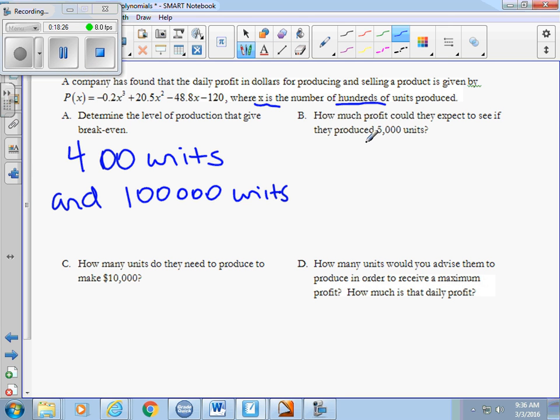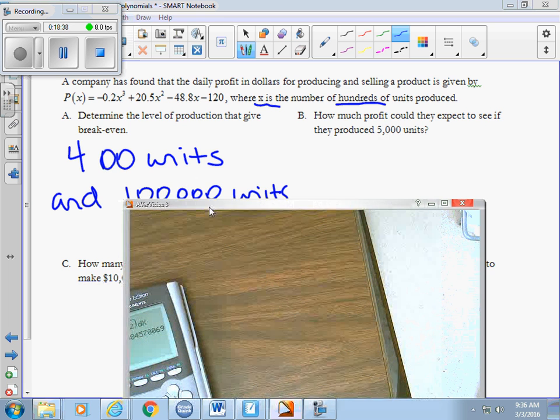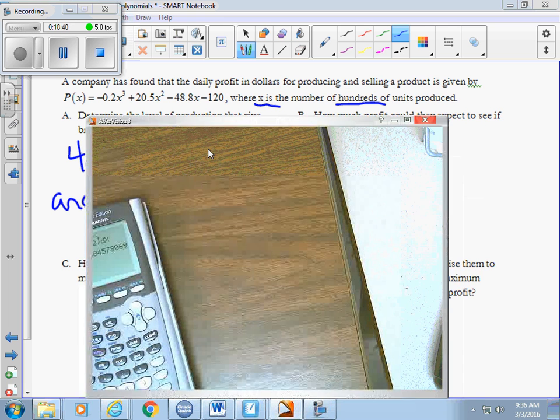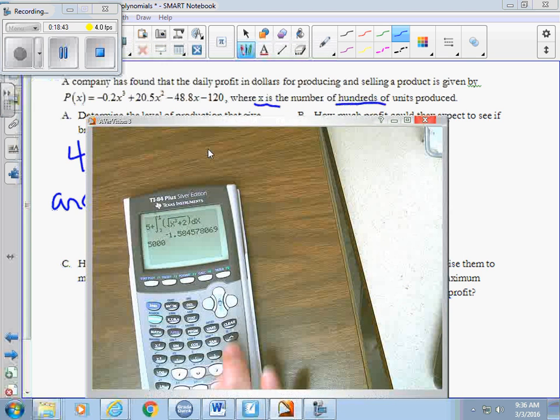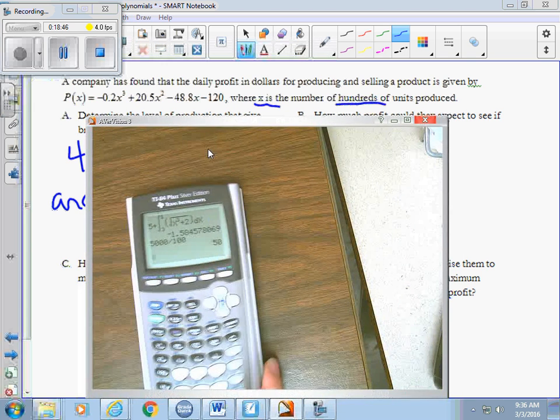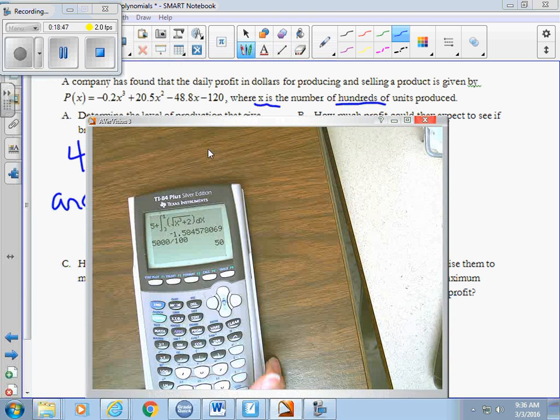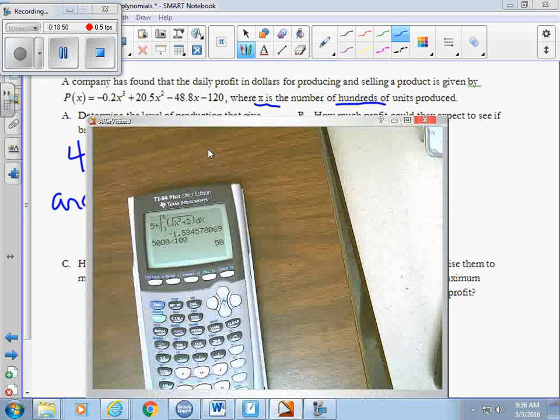What do we want to put in for X? 50. Why 50? Hundreds of units, right? So if I have 5,000 units, I could do 5,000 divided by 100 and find out that that's 50, which is what they did in their head. 50 100ths.